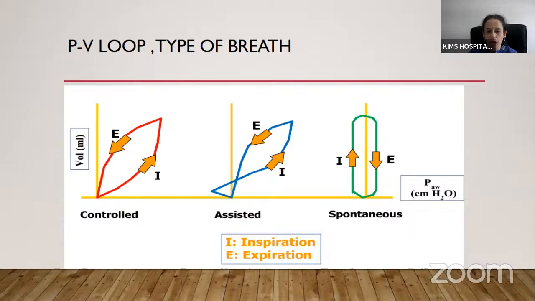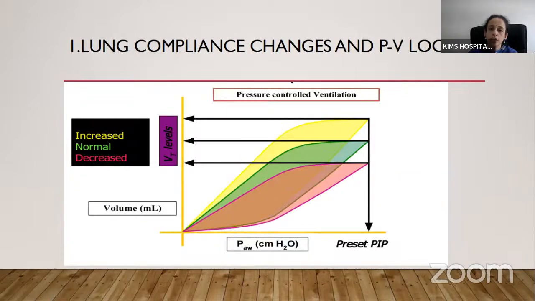So you can know about the type of the breath, and then the changes in the lung compliance in the PV loop. Here this pink one is the preterm lung which has low compliance. Even with the increase in the pressure, there is less change in the volume. Once we give the surfactant, the compliance increases, which means it goes a little higher. This is very much increased compliance.